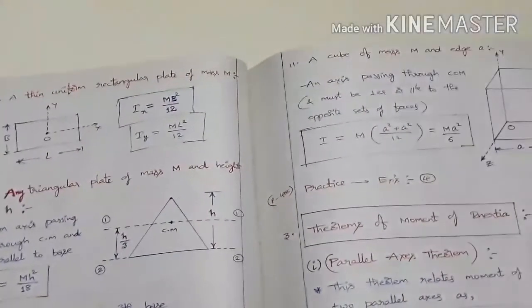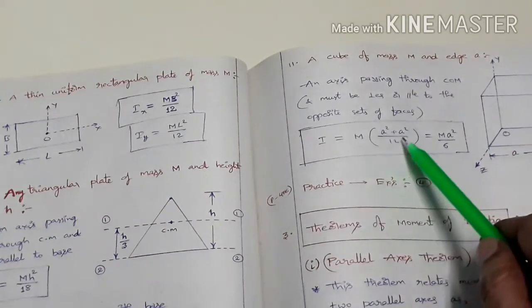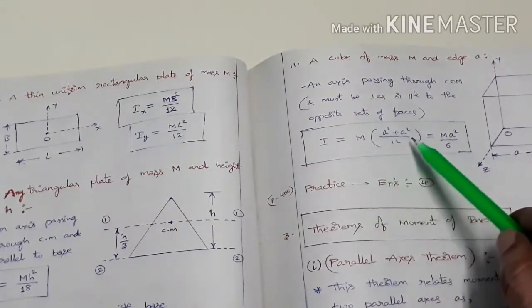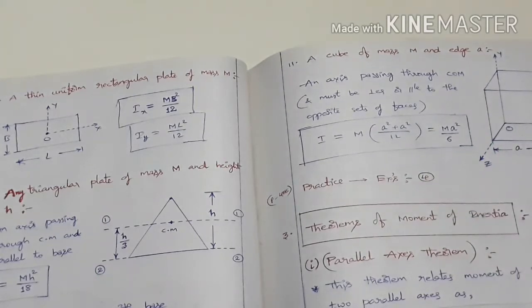Similarly, here, since all these are equal, one A will be missing, there will be two A's here. I equal to M into A square plus A square by 12, or this is equal to M A square by 6. Okay, I think you can easily memorize this formula now.